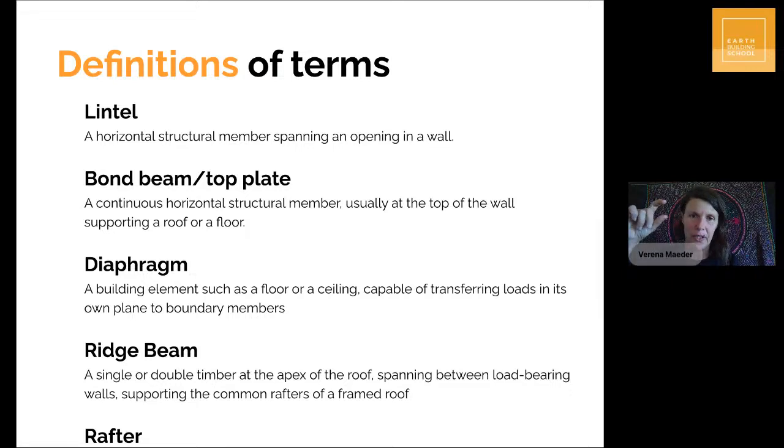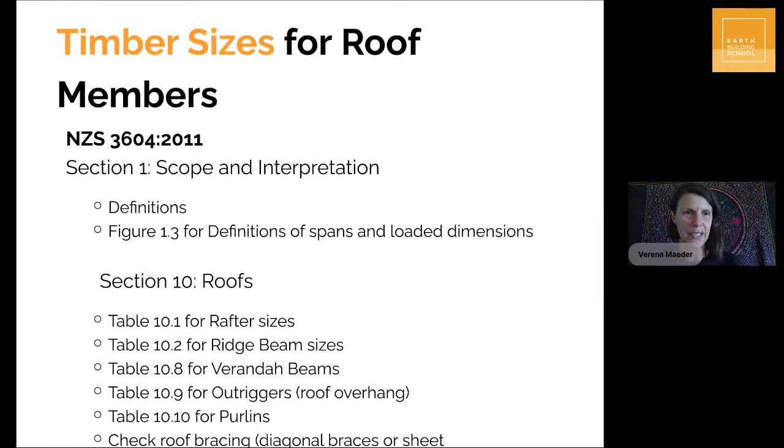The ridge beam was in the construction where the roof was like this. There's a beam here that spans between the walls and then takes all the members of the roof. The members are called rafters. So the rafters are the pieces of timber that then go from the ridge beam down to the walls and that form the shape of your roof.